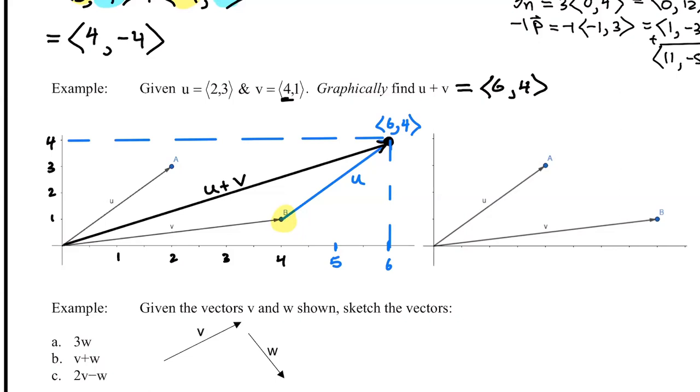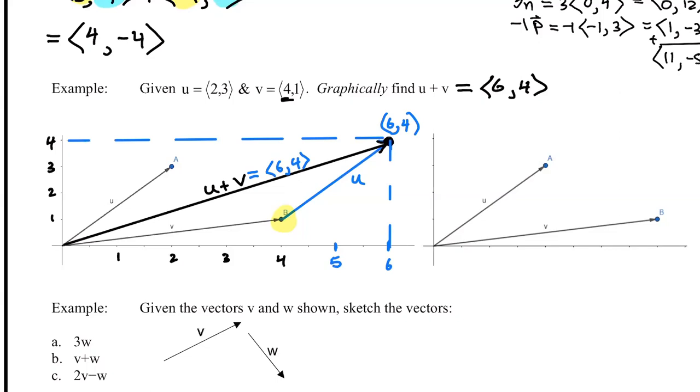And in reality, I shouldn't gloss over things too much. This really is the coordinate (6, 4), so I don't want to get too lazy with my notation. U plus v is actually the vector ⟨6, 4⟩. So I don't really want to cut corners too much with this, right? So that would be the tail to tip approach or the triangular approach.